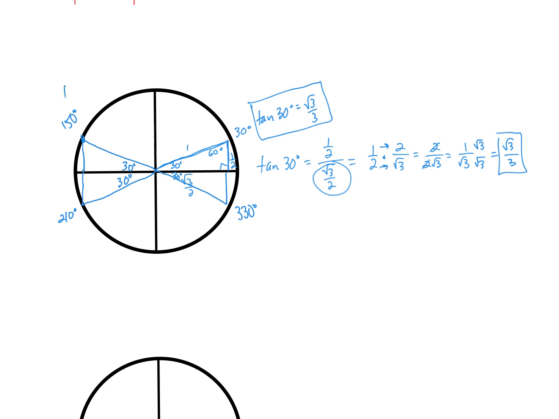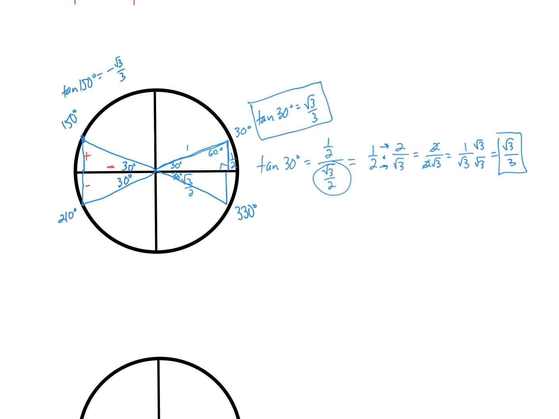So here, tangent of 150 is going to be negative root 3 over 3. And it's negative because we have a negative here and a positive going up. So negative to the left, positive going up.